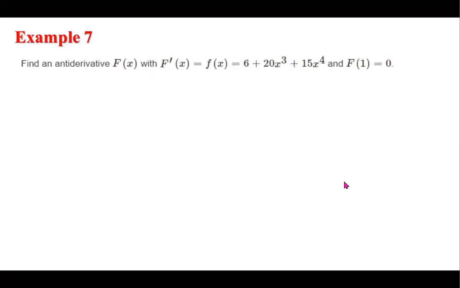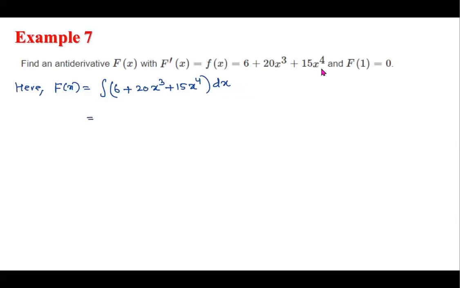Example 7. Here we want to find the antiderivative f of x of this function here. And the value of f of 1 is 0. That's given. So what they have given is here f of x is the antiderivative of this function, which is 6 plus 20x cubed plus 15x to the 4. So that is what we want to find. What is the value of that f of x?